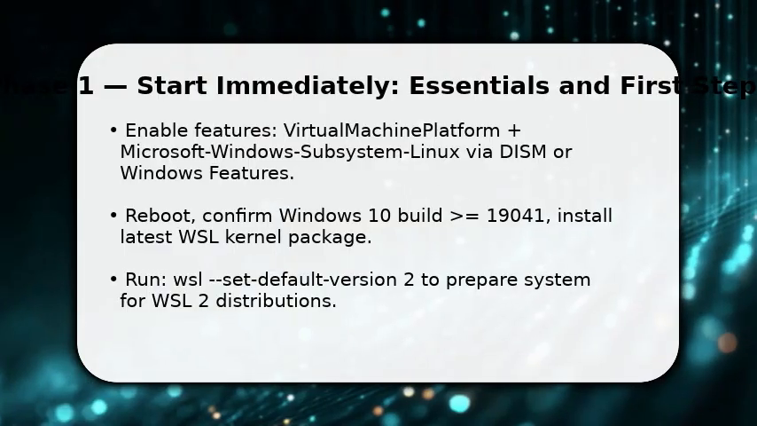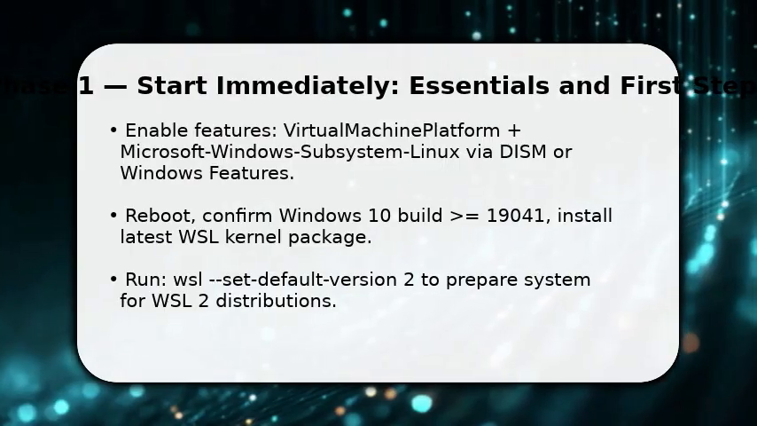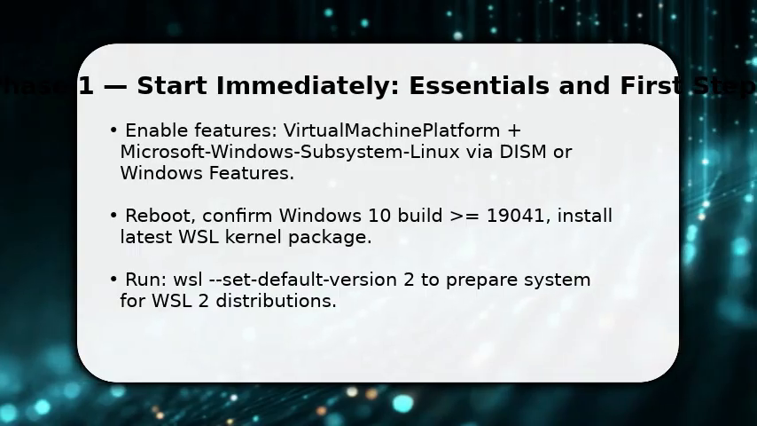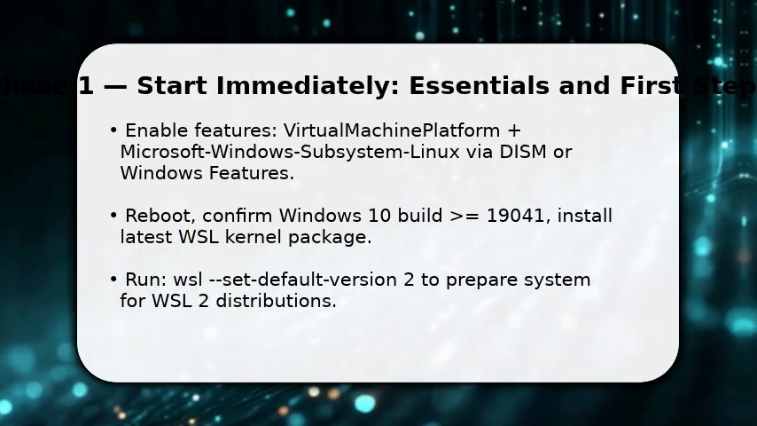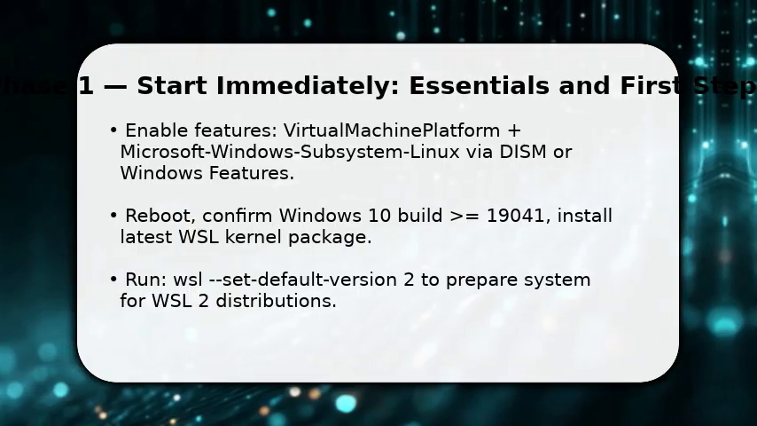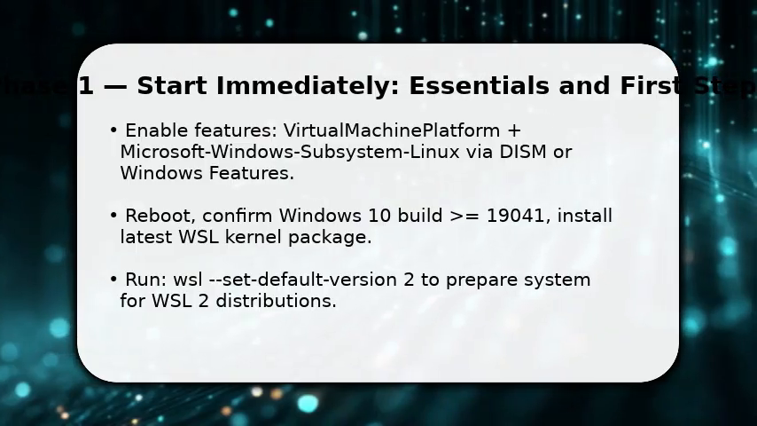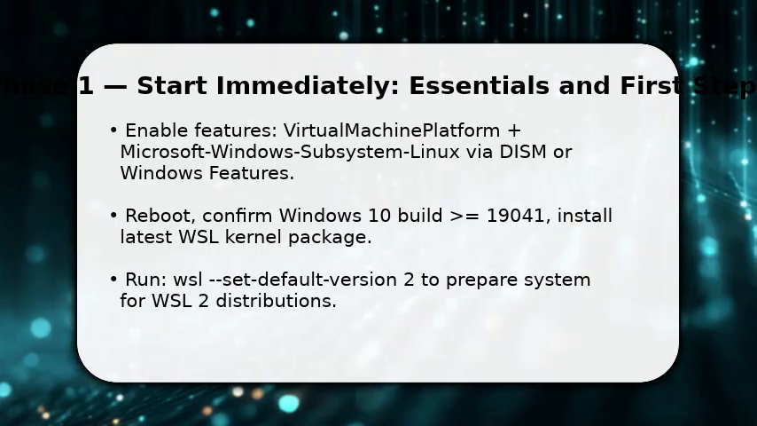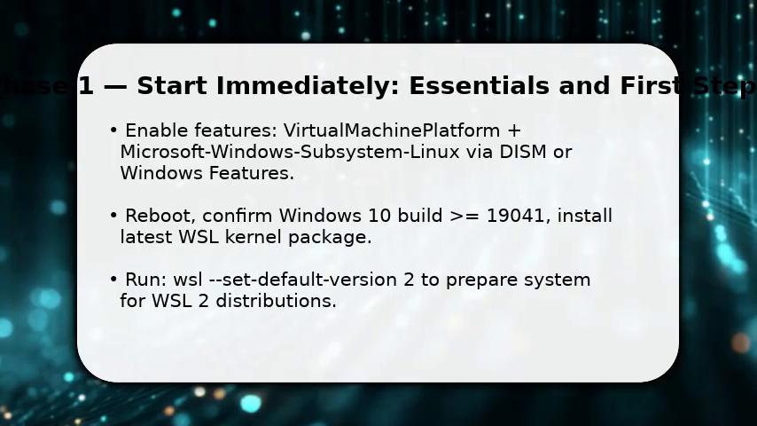You'll start by enabling Windows features and preparing the system. Open PowerShell as administrator now. This is required. Run dism.exe /online /enable-feature /featurename:VirtualMachinePlatform /all /norestart and dism.exe /online /enable-feature /featurename:Microsoft-Windows-Subsystem-Linux /all /norestart.